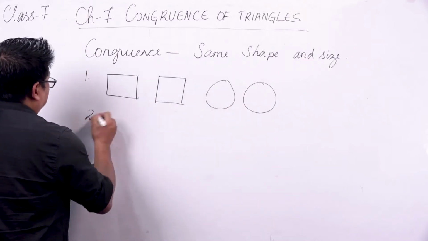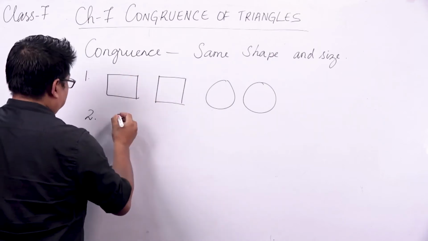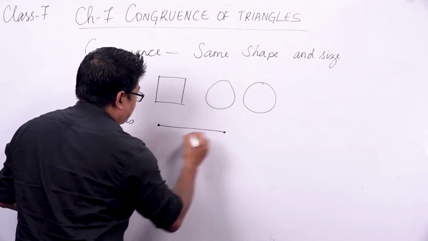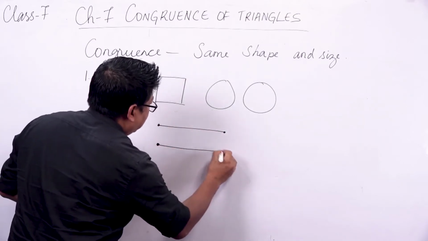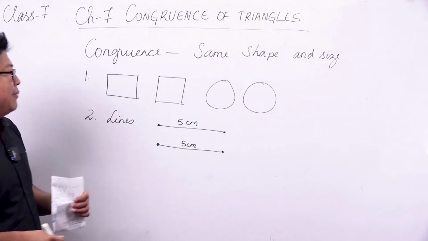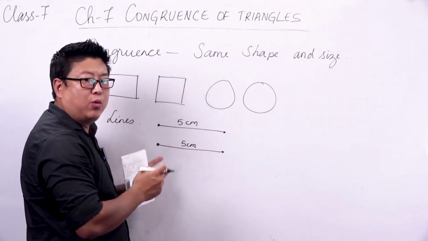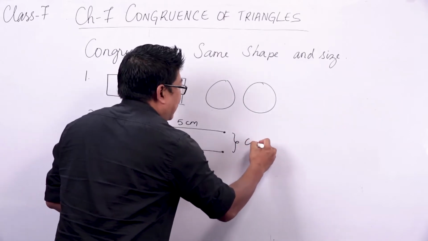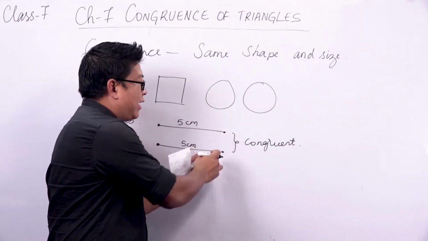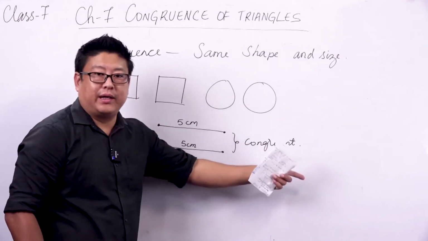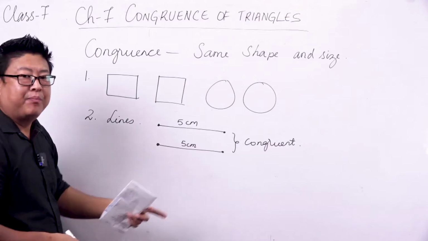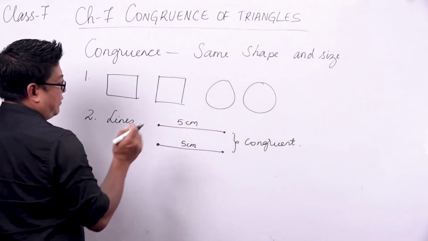And the other one is with line segments. For example, let's say I have two line segments. Let's say this is 5 centimeter and this is also 5 centimeter. That means they are of equal length. So we can say that they are congruent. The condition where they are equal is called congruent. Congruence is the occurrence of being the same shape. Do not be confused, they are the same words only. So 5 centimeter and 5 centimeter, they are equal.